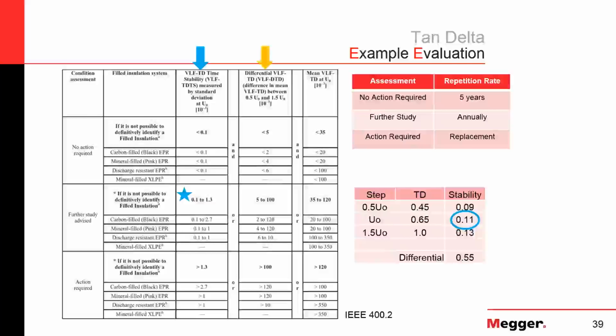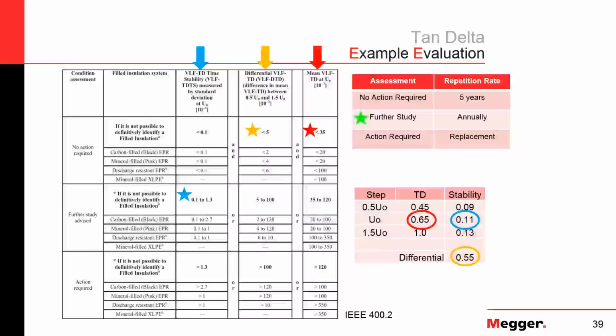Moving across to the next column now is the differential tan delta measurement, which is the subtraction between the highest and the lowest reading, which is shown here. 1 minus 0.45 is 0.55. That is less than the 5 that were allowed, so this says no action required. And finally, we look at the mean VLF tan delta. This is the average at rated voltage right here, and that's much less than the 35 allowed. So we have 2 results here in the no action required category and 1 result in the further study advised category. Because of that 1 result, this cable becomes a further study advised.